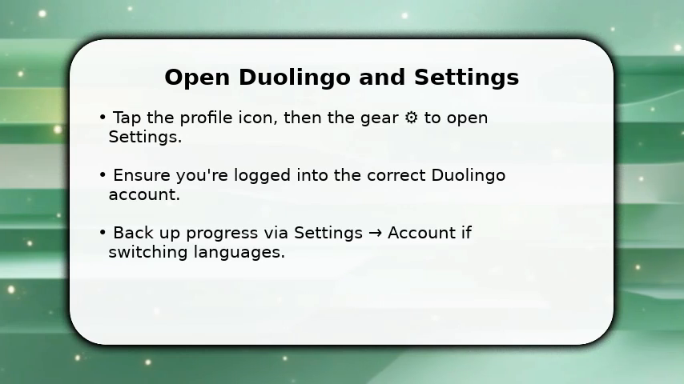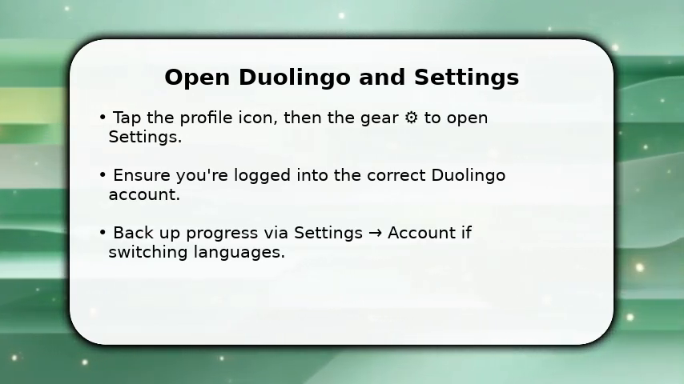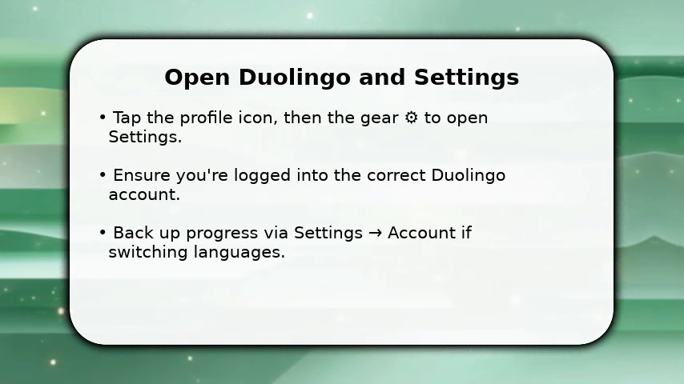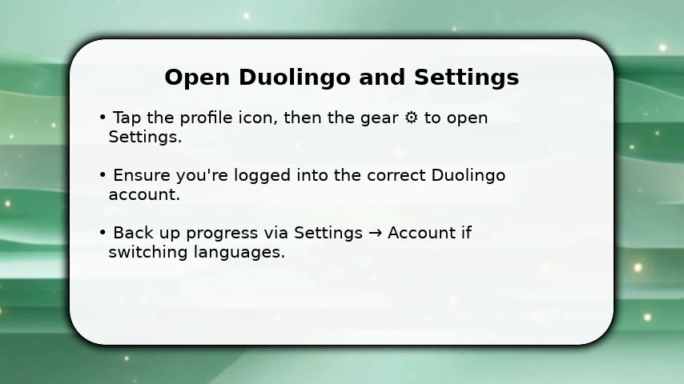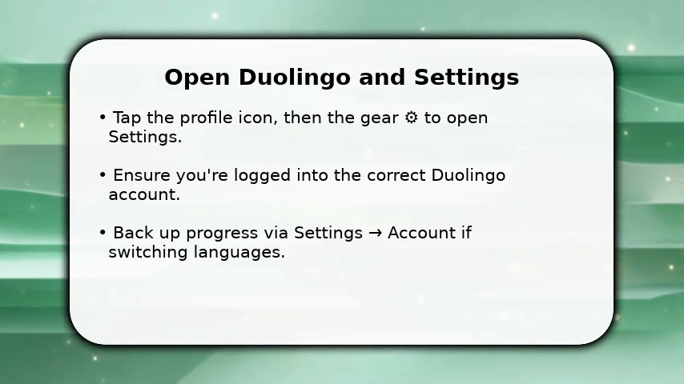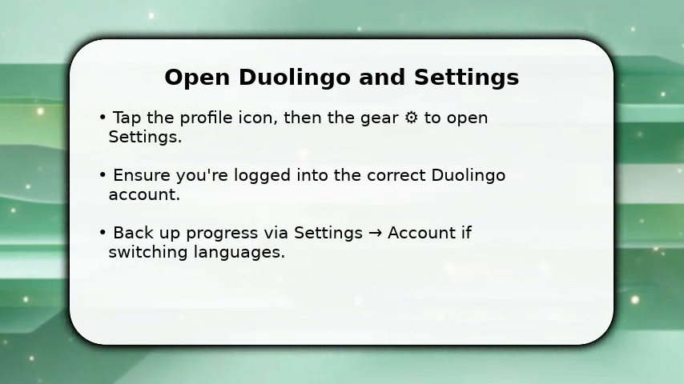You start by opening Duolingo and tapping your profile, then the gear to enter settings. Once there, confirm you are logged into the right account so progress stays with you. This avoids losing streaks or saved XP. Make sure to back up or sync progress from settings' right arrow account before changing a course.